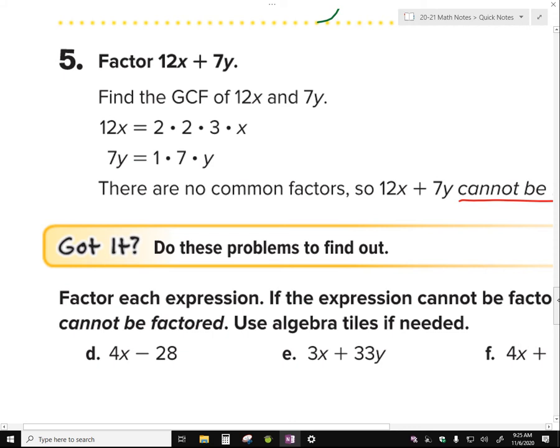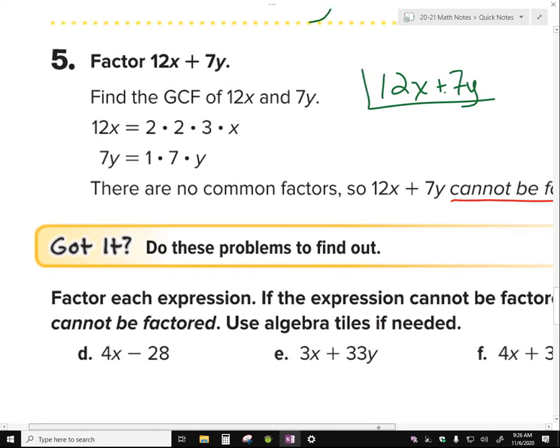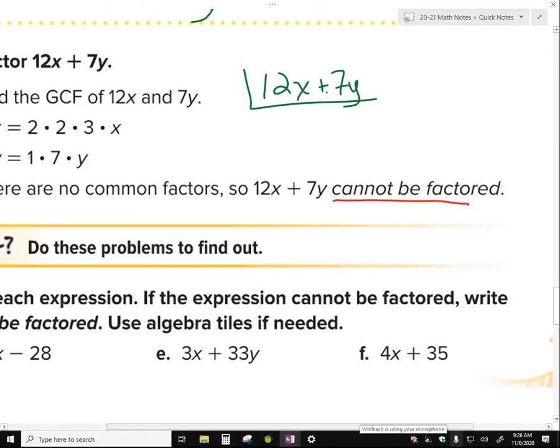So here's 12x plus 7y. If I was to try to use upside down division, if I were to find a common factor at all with 12x and 7y, there's nothing there. There's no common factors of 12 and the prime number 7. So I can't take anything out. And what you would write is cannot be factored.